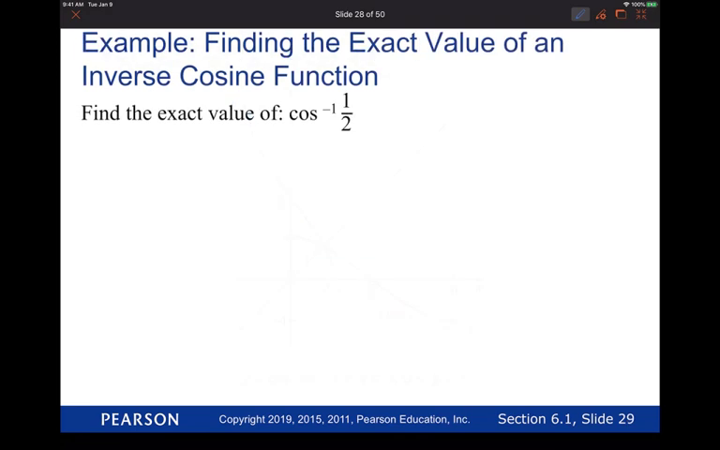So we're asked to find the exact value of inverse cosine of a half. So let's try the same technique that we just did, like when we were doing sine.